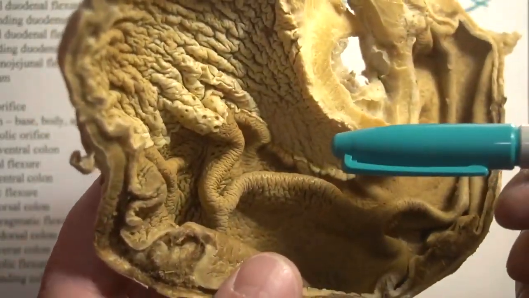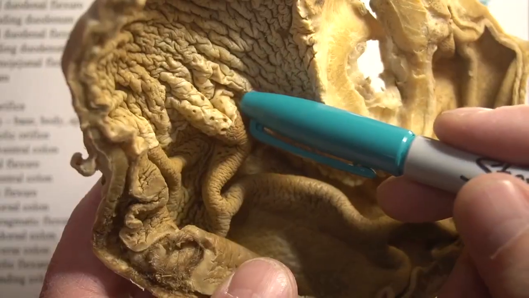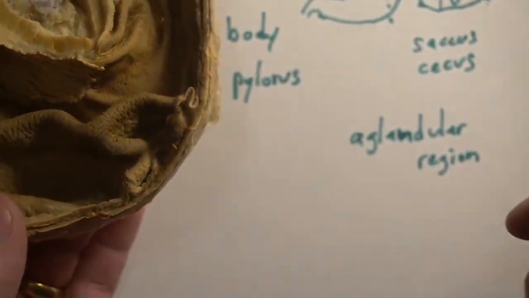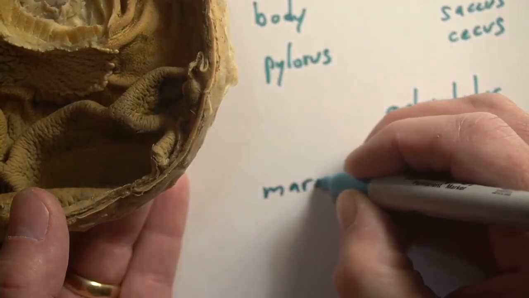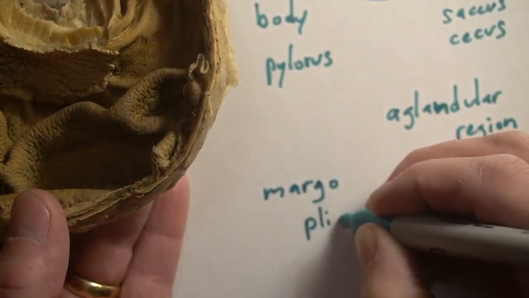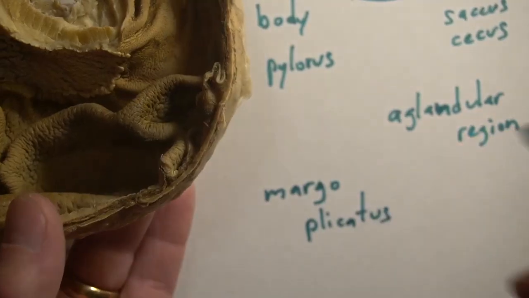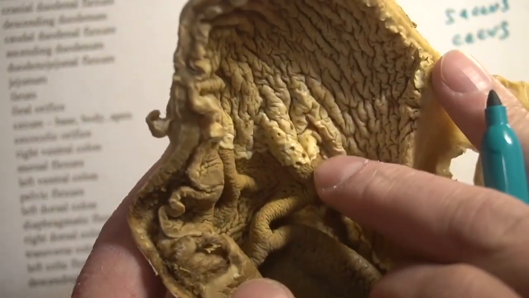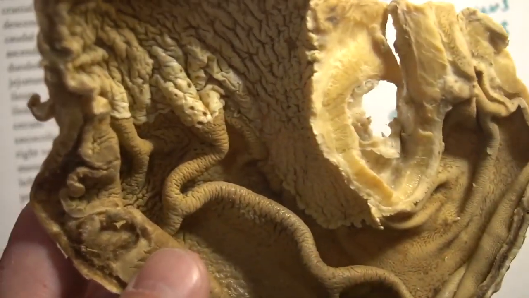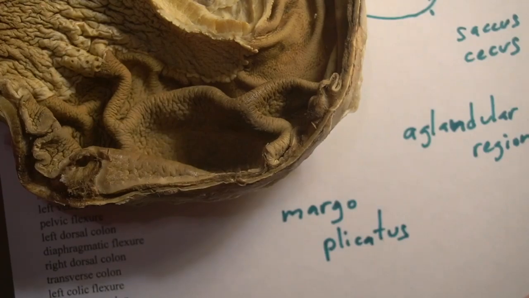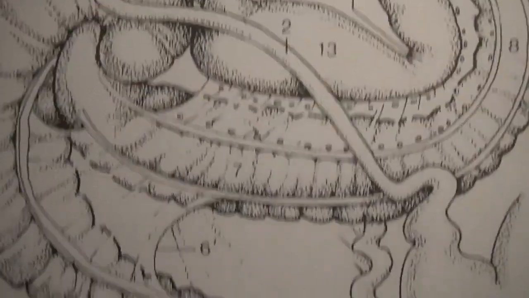The margo plicatus, it doesn't show up too well here. The margo plicatus, you will see that term in your dissection guide, and I'll write it down here. The margo plicatus, that is the border between these two regions of the stomach, and it's usually a raised ridge. You can't see it here, but you'll be able to see this in your horses. That's the division between the glandular and aglandular stomach.